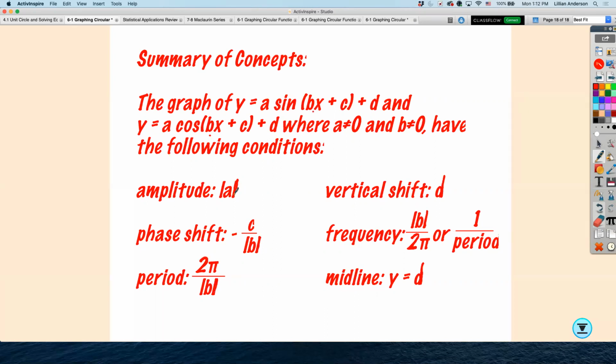Essentially, this is a summary of all the concepts that we've talked about so far. We are going to be practicing some more on Friday because I don't see you guys again until Friday. But we're also going to be talking about writing equations as well.